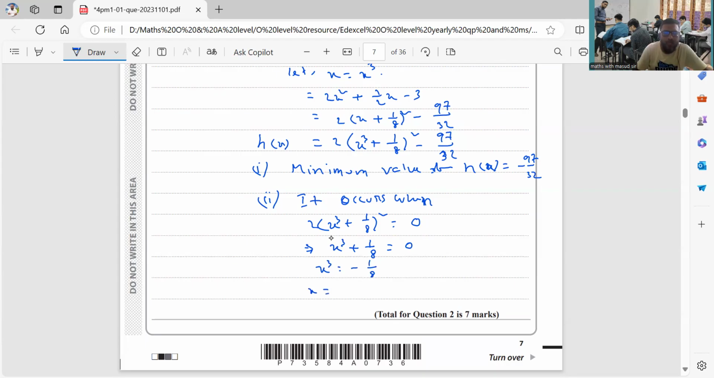And x equals, cube will become cube root, of minus 1 by 8. So in the calculator, the cube root of minus 1 by 8, and you have minus 1 by 2. Again, you can see the answer in the calculator. Minus 1 by 2. So this is the answer for C2, and this is the answer for C1.